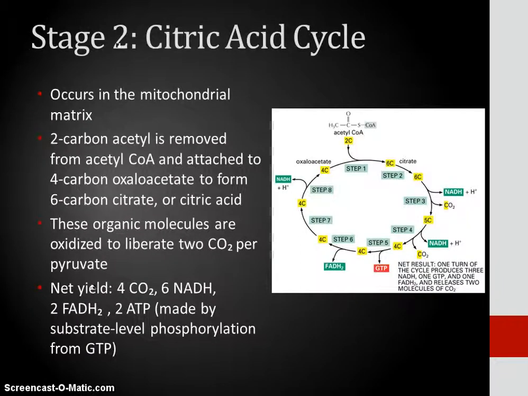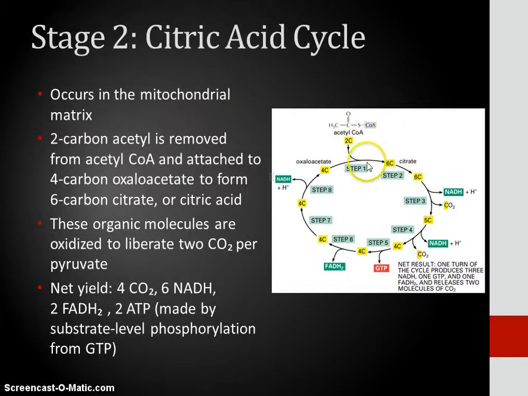The second stage of cellular respiration is the citric acid cycle, and this occurs in the mitochondrial matrix as well. It is when the 2-carbon acetyl group formed from the previous pyruvate oxidation is removed from acetyl-CoA and attached to a 4-carbon oxaloacetate in order to form a 6-carbon citrate, also called citric acid. And these organic molecules are oxidized in order to liberate 2 CO2 molecules per pyruvate.